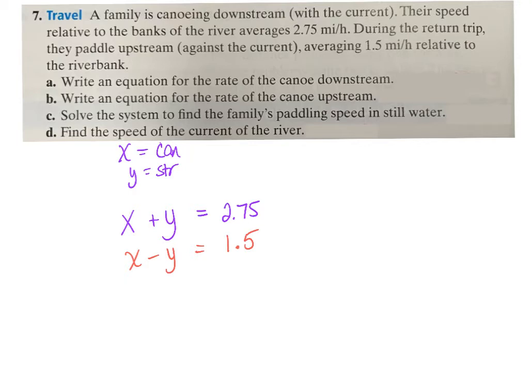Solve these. So they want you to solve for both X and Y, basically. Solve the system to find the paddling speed in still water, so how fast they were paddling. Find the speed of the current. And that's what they want you to do here.